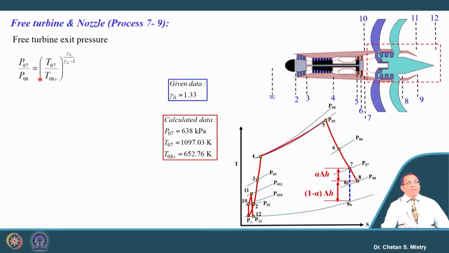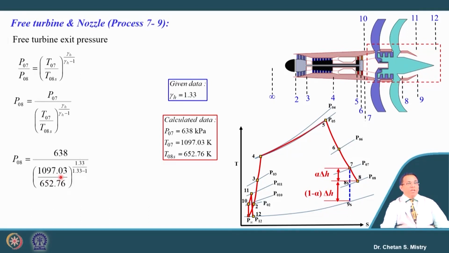That is given by this ratio: P07 by P08 is equal to T07 by T08s to the power gamma over gamma minus 1, because the process from 7 to 8s is an isentropic process. So, if we have this information, we can calculate the pressure P08. If we put all these numbers, the P08 value is coming to be 78.76 kilopascal.